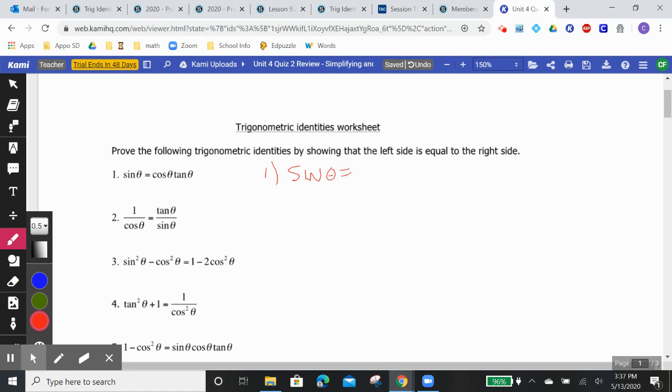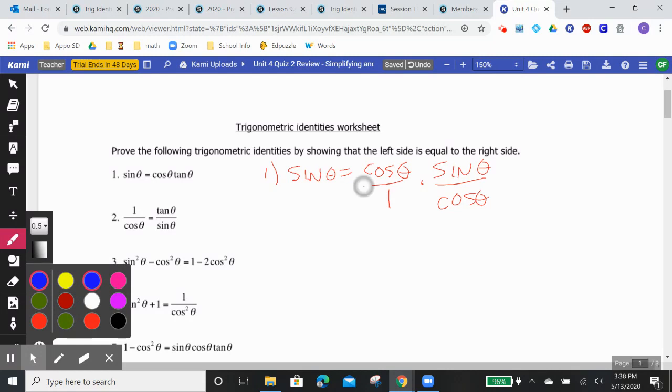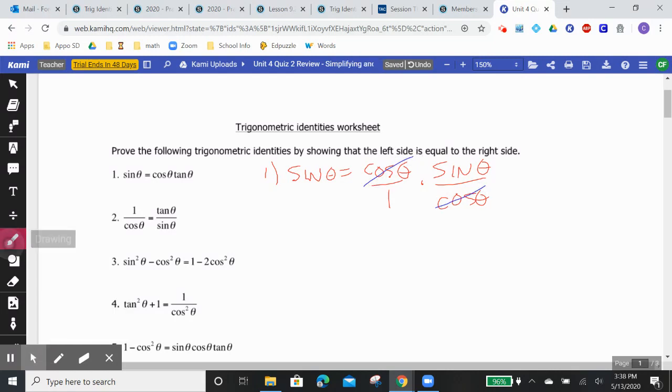the left side the same. Cosine theta, I'm going to write that as cosine theta over 1 times tangent of theta, which is just sine theta over cosine theta. Doesn't get much simpler than this. What happens? Our cosines cancel out, and we get sine theta. Check. That was easy.